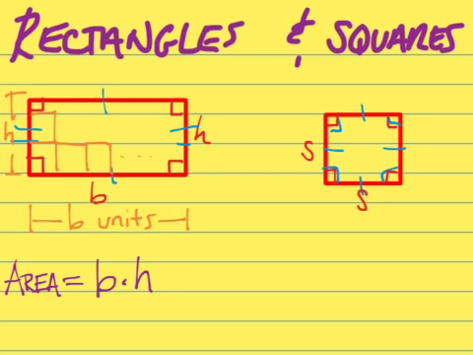Don't overthink it. S squared. Yeah, s squared. I multiply. It goes in s across and s up. If I counted them up, I would get s times s, which means s squared.